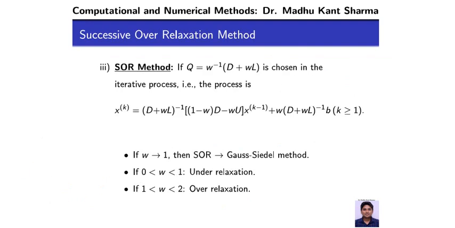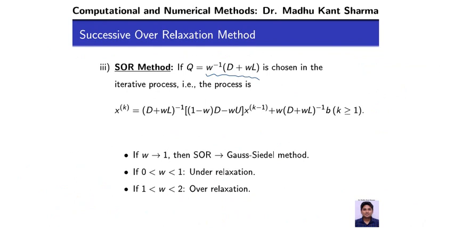Let us consider another method, known as the successive over relaxation method. Here Q is chosen as follows: Q equals W inverse of D plus WL. W is also known as the weight. If W is between 0 and 1, we say this is under relaxation. If W is between 1 and 2, it is called the over relaxation method.